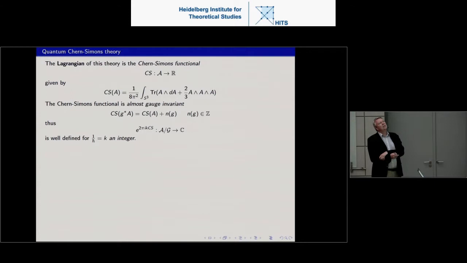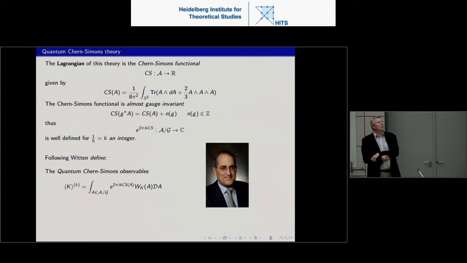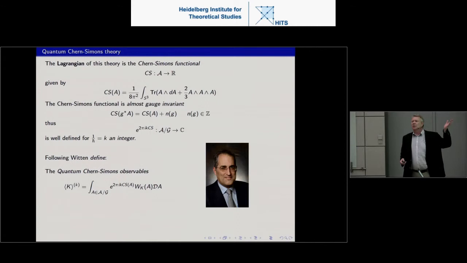So therefore, if I'm considering e to the 2 pi k times Chern-Simons, where k is an integer, so in other words, I have made 1 over h bar an integer, then this is an invariant quantity. And therefore, I can consider, following what Witten did, quantum Chern-Simons observables, which are just averages over the space of connections modulo symmetry of this quantity here. And still today, we don't know precisely how to really do this path integral.